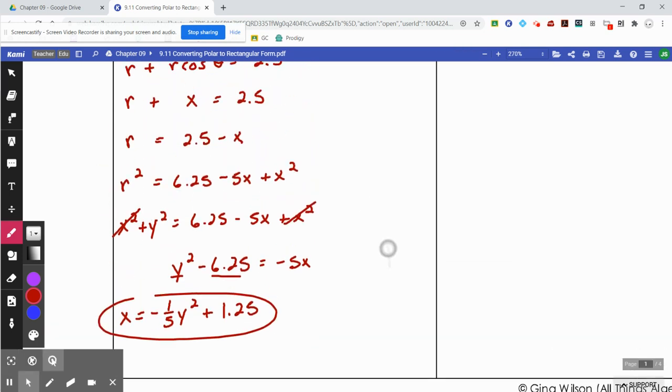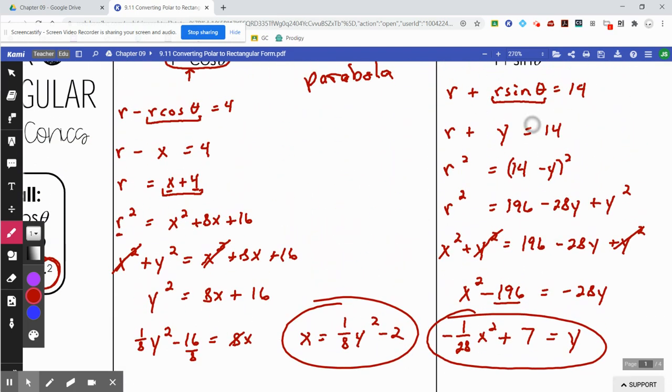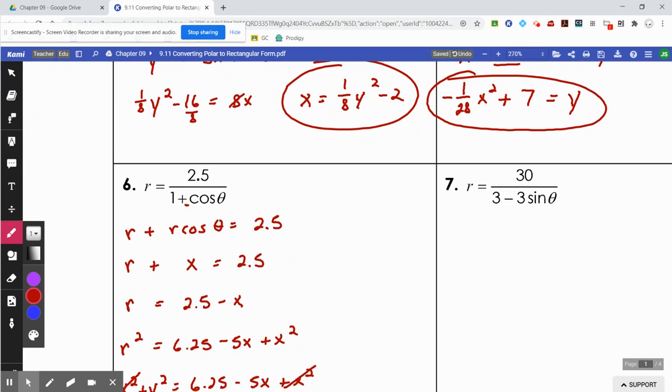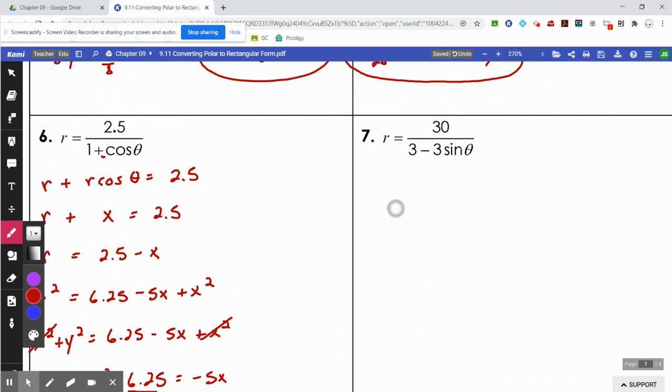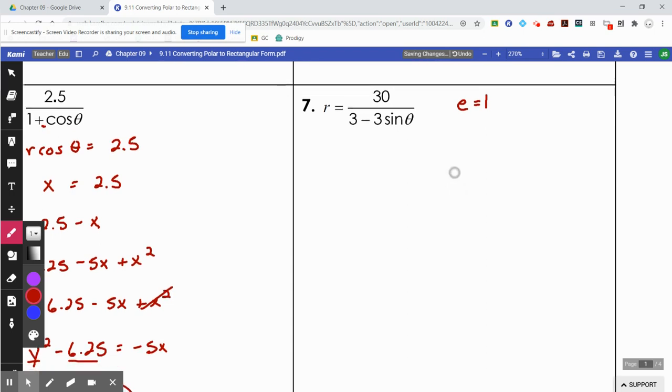And I've quit labeling these, but each and every one of these are parabolas, because again, my eccentricity was 1 here, my eccentricity was 1 here, and my eccentricity here, though, you would have to factor the 3 out and divide, but if you do that, you're still going to have an eccentricity of 1, so this will be a parabola as well.